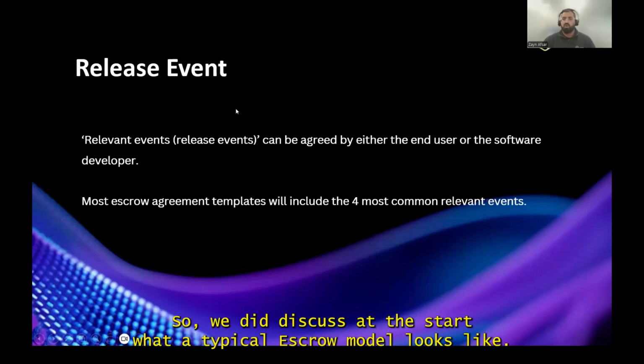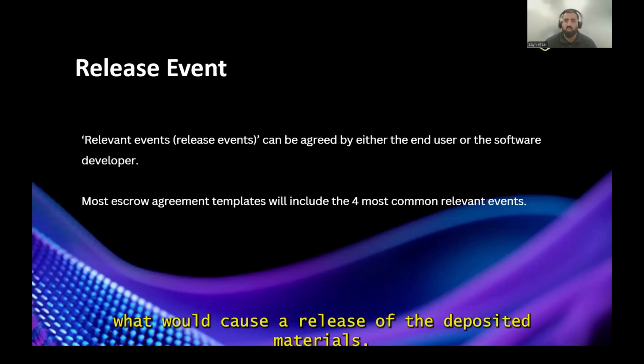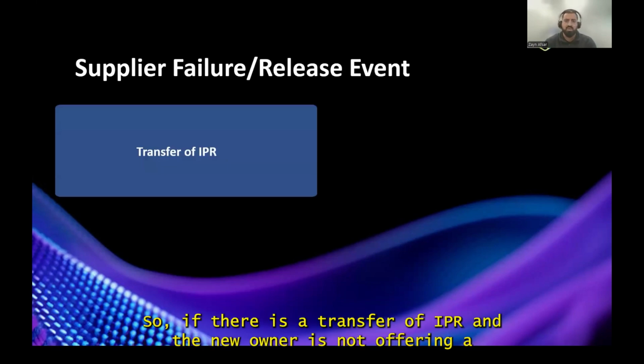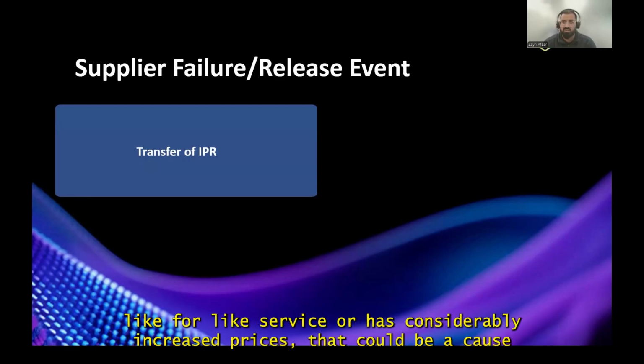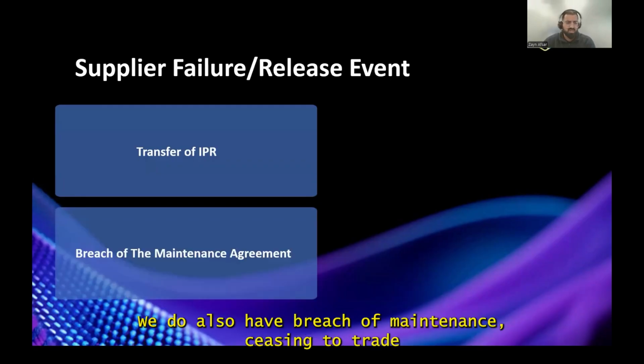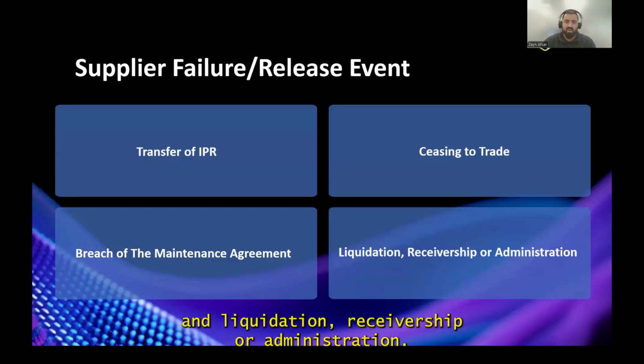Release events. So we did discuss at the start what a typical escrow model looks like. The release events within the escrow agreement are the terms that would dictate what would cause a release of the deposited materials. Now, typically, these tend to be things such as transfer of IPR. So if there is a transfer of IPR and the new owner is not offering a like-for-like service or has considerably increased prices, that could be a cause for a release event. We do also have breach of maintenance, ceasing to trade, and liquidation, receivership, or administration.